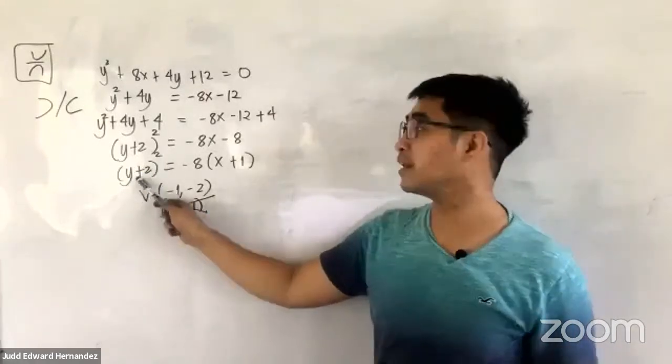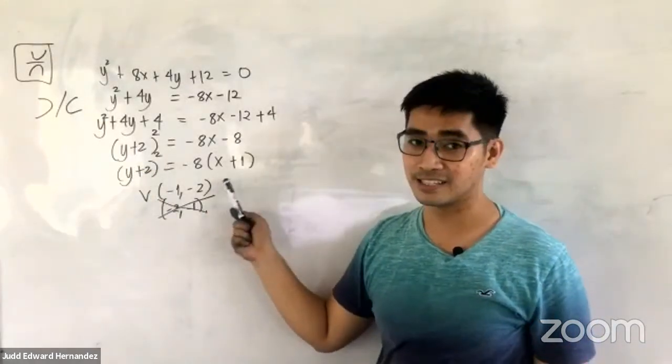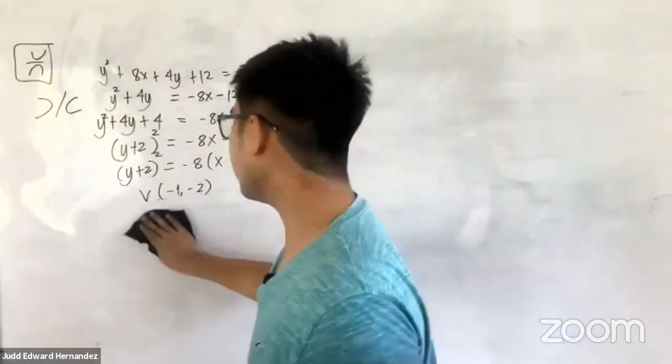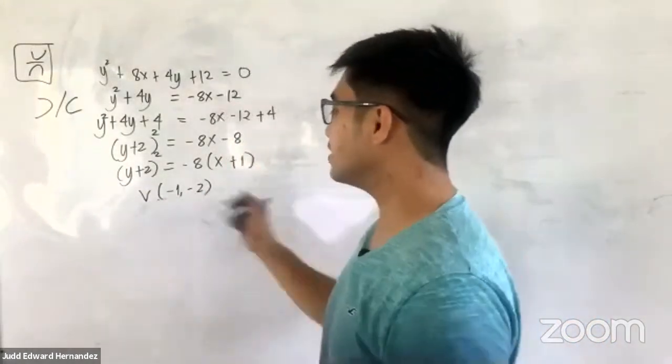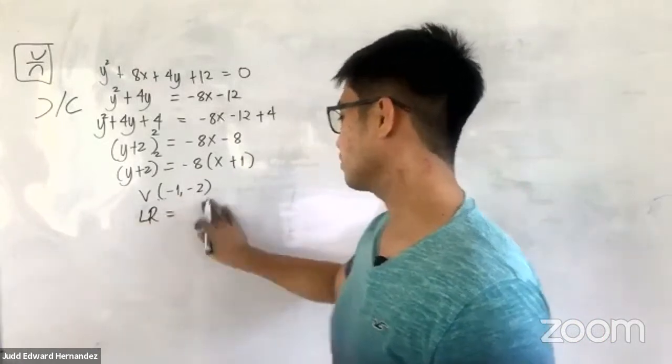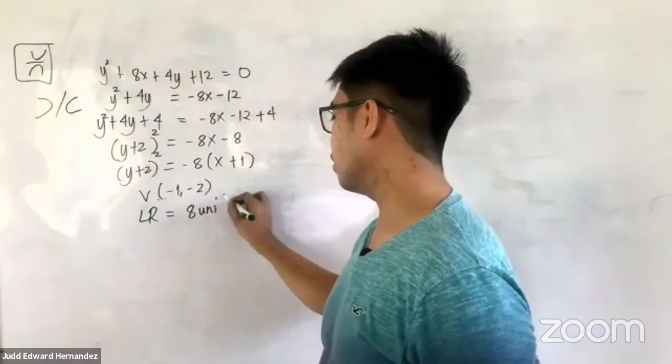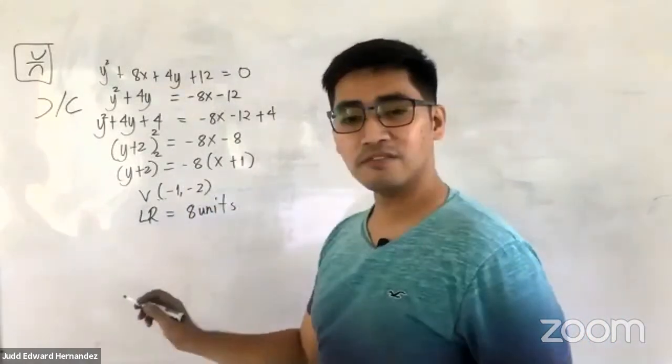Okay, you still look at where the one with x is. It is still the one that comes first. Is that clear? If that is the vertex, what is the length of the latus rectum? 8 units. So what is the value of C?